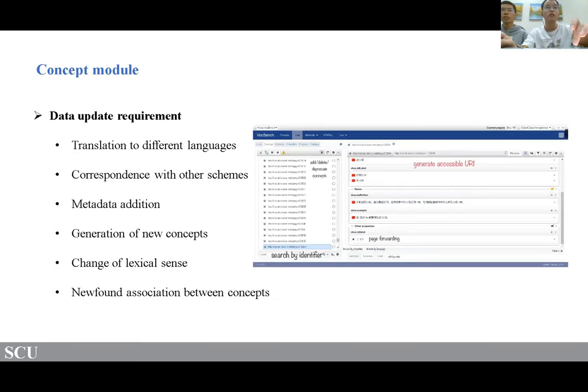graphs. The concept model, on the other hand, is mainly used for data update needs, multilingual translation, association with other data sets, and semantic additions and changes, unlike RDF statements. Users without a metadata base can also make changes directly.